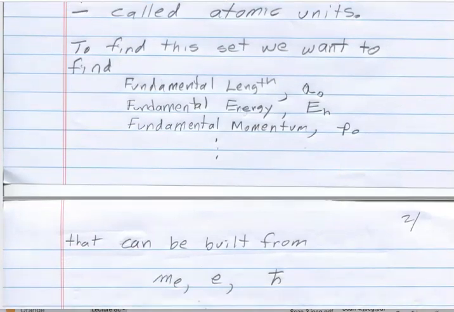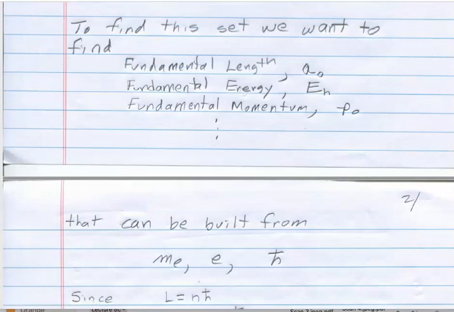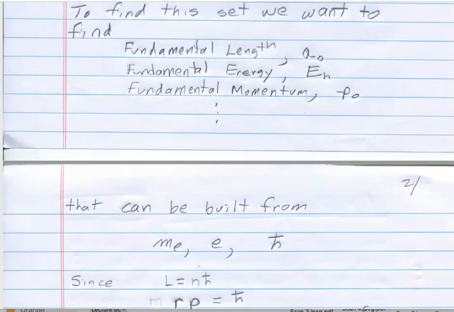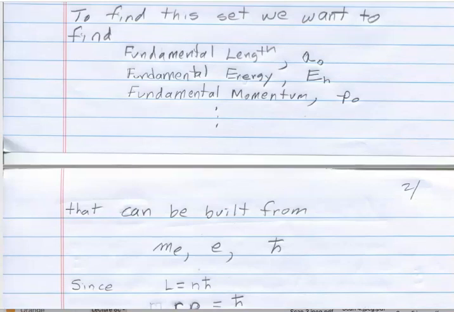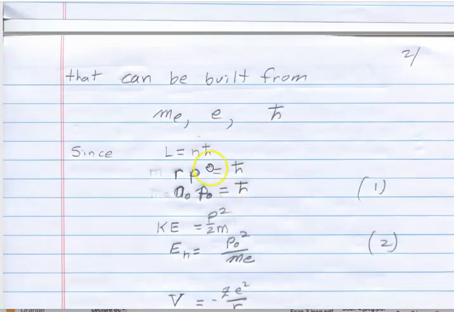Okay? And we want to be able to build these fundamentals up from the primary characteristics, the constants that really characterize the atomic scale. And that for us is m, the mass of the electron, the charge on the electron, and then Planck's constant. Well, remember how Planck's constant, one way it arises, is in the quantization of angular momentum. It's just an integer times this for orbital angular momentum.